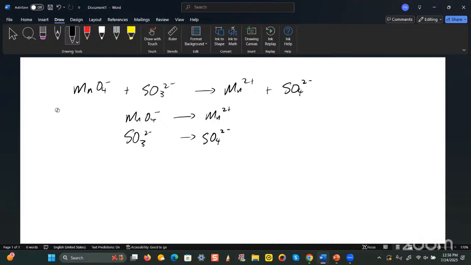Feel free to look in your notes. What's the next step? Balance the atoms. Balance all atoms excepting oxygen and hydrogen, right? Well, we don't need to worry about that in this case because you have one manganese on both sides here and we have one sulfur on both sides here. So we don't need to do that for this particular question. What's the next step?